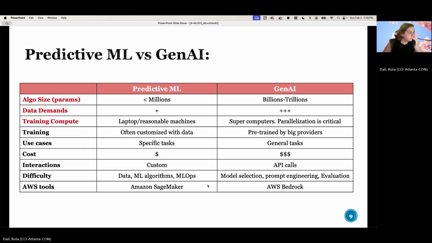Okay. So again, just to compare predictive ML versus GenAI, the model sizes are very different. Again, in the millions for predictive ML, for GenAI it's the millions of trillions. That means that the data demands are also very different. So you need a lot more data for GenAI than you do for predictive ML. And of course, that means that the training compute is a lot bigger. And so I was able to train predictive ML on my computer. I don't think most of us can train a GenAI model, at least not a serious one.